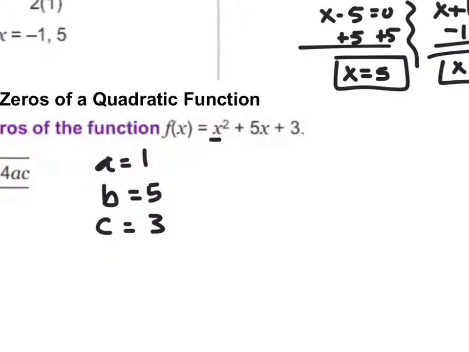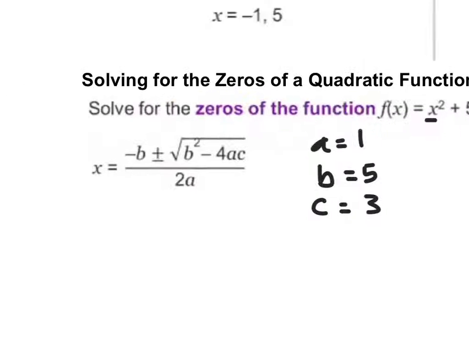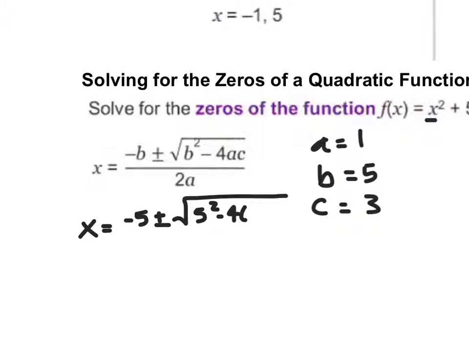So the only way for us to solve this is by using either completing the square or the quadratic formula. And quadratic formula and completing the square are actually the same thing. We'll talk about that later, but not right now. So let's plug this into the quadratic formula and solve. So x is equal to opposite b, so opposite 5, plus or minus the square root of 5 squared minus 4 times 1 times 3, and then all over 2a, so 2 times 1.